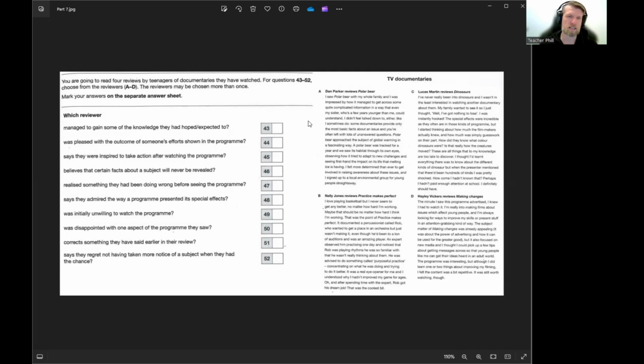So what I recommend is that we look at the questions and underline the key points so we know what we are looking for. Yeah, for example, if we look at the first question, it says, which reviewer managed to gain some of the knowledge they had hoped or expected to? Okay, so here, we can say gain knowledge they had hoped or expected to gain. Yeah, so they learned something and they wanted to learn this thing from the documentary.